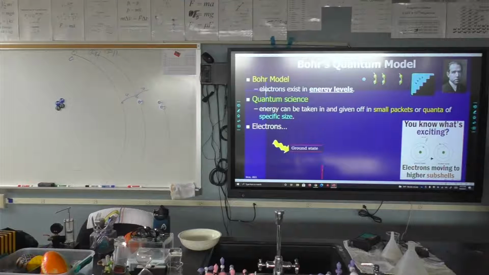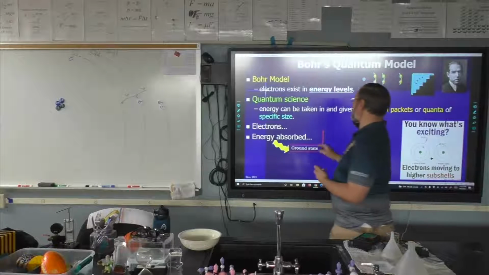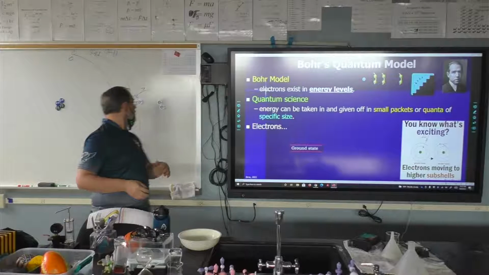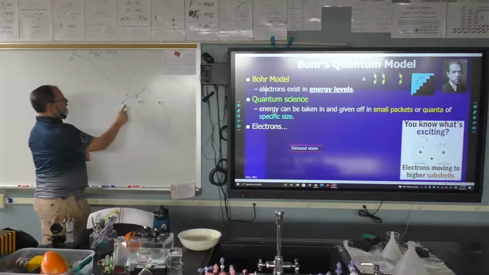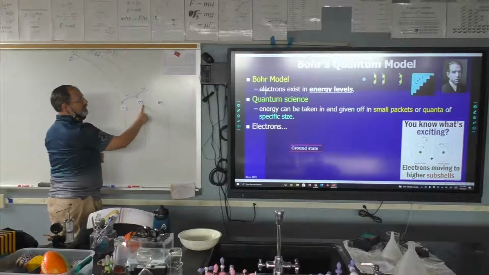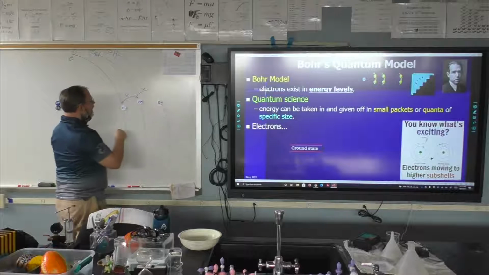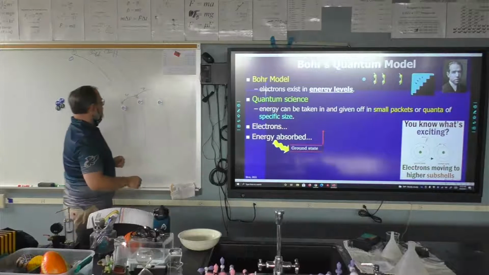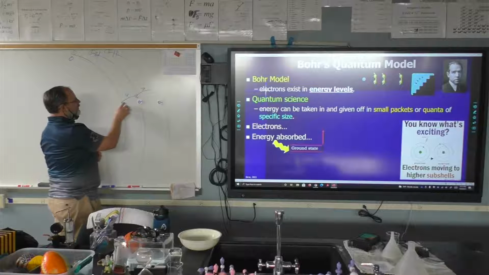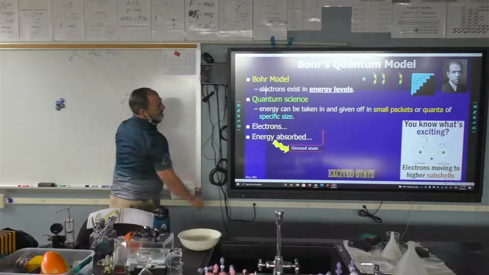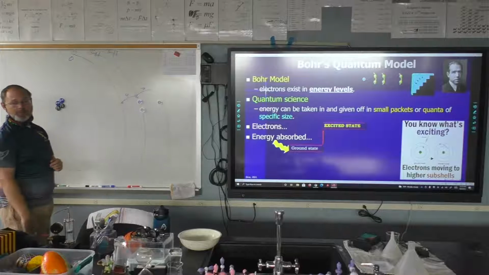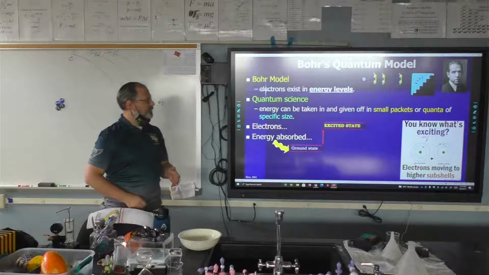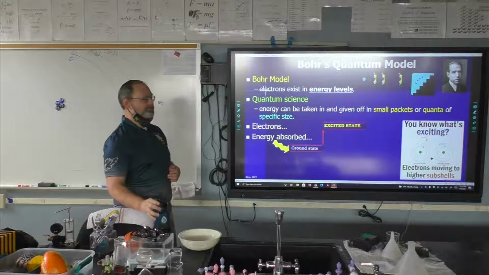Okay, so electrons are in the ground state. This is the lingo we're going to use. Ground state, that is where the electron exists to begin with. That electron is in its ground state, that electron is in its ground state. It absorbs energy. And the energy gets absorbed, and what does it do? It jumps to what's called its excited state. That's the lingo we're going to use, ground state and excited state. Takes in some energy, jumps to the excited state.